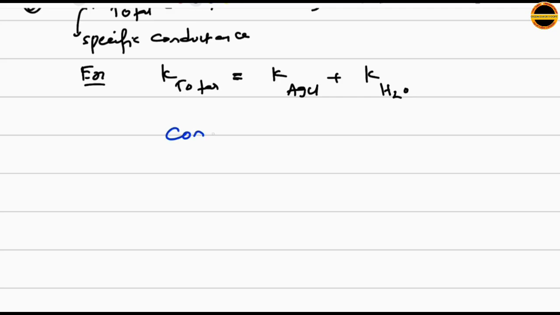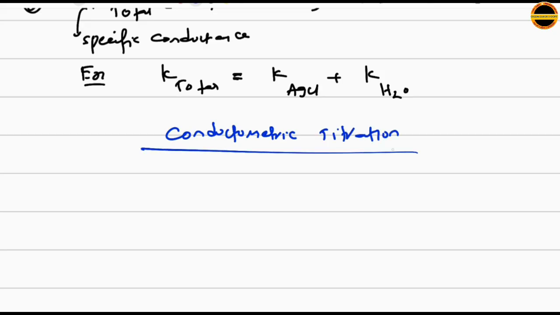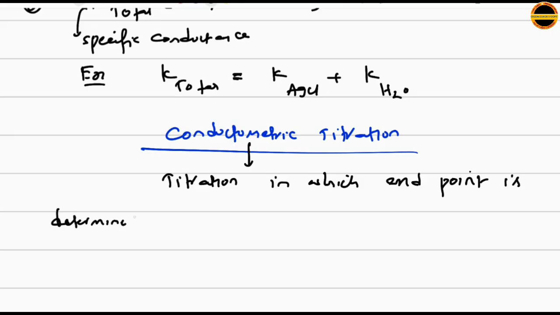Next, you specify conductometric titration. See, in 11th class you studied titration, redox titration. Here we are just showing graphs. If you remember the graph shape, that is more than sufficient. In conductometric titration, what we do is a titration in which the end point is determined. The end point is the point where the reaction is completed, neutralization done. The end point is determined by measuring conductance.